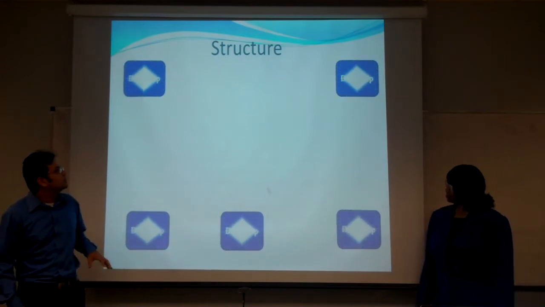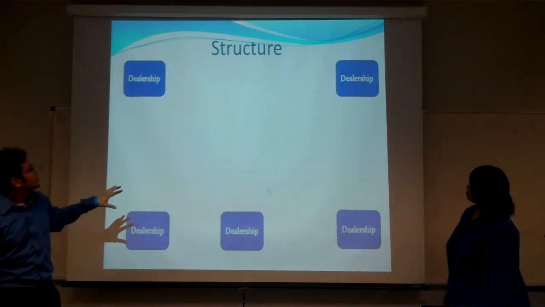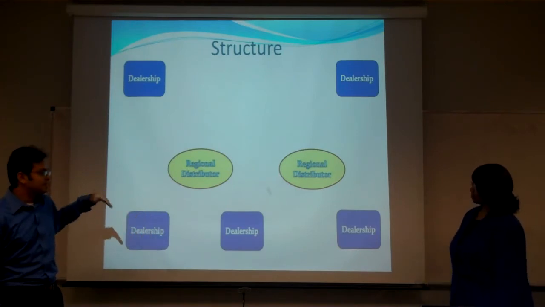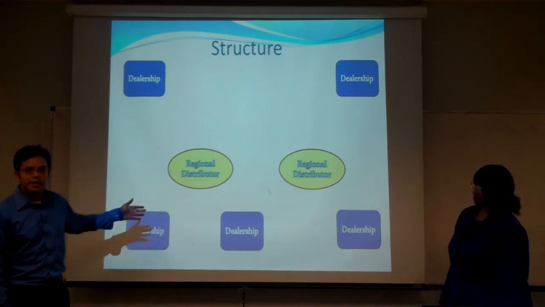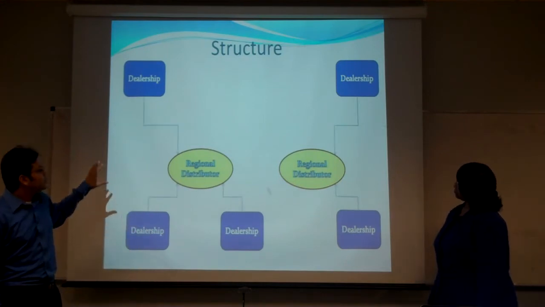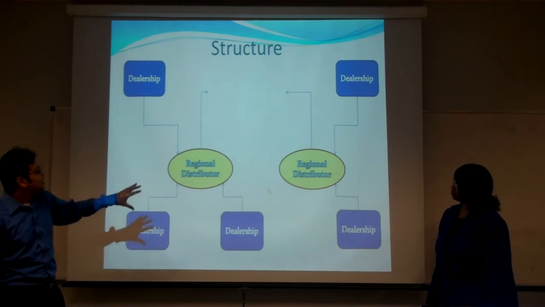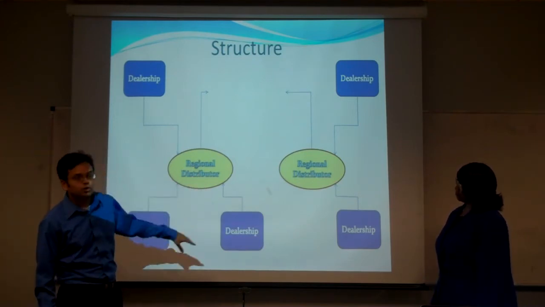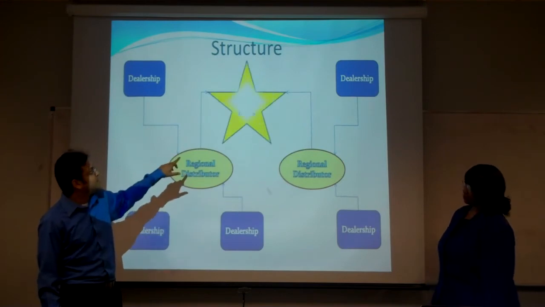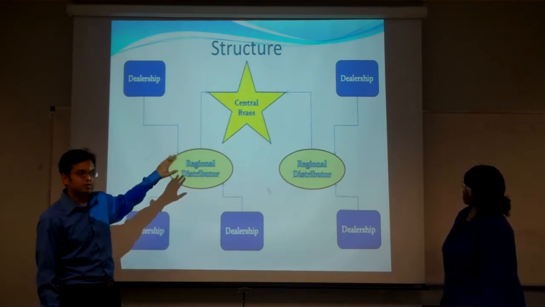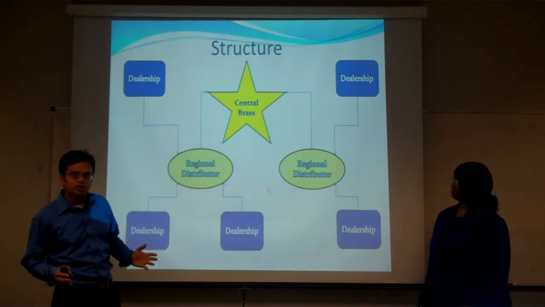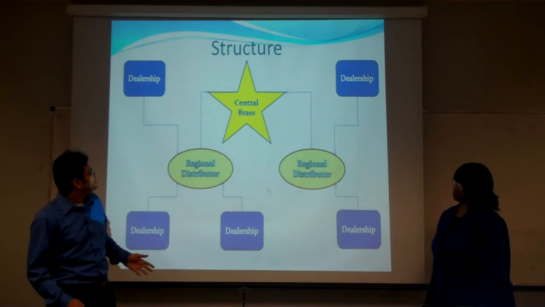So this is your current structure. You have a bunch of dealerships that report to their regional distributor. The regional distributor gives them cars, inventory, and finances for marketing, whatever the case may be. So your current market structure allows the regional distributor to control all your dealerships. The regional distributor only has one set to report to, which is your central brass, which can either be localized per state, by a Midwest region, or by a country.